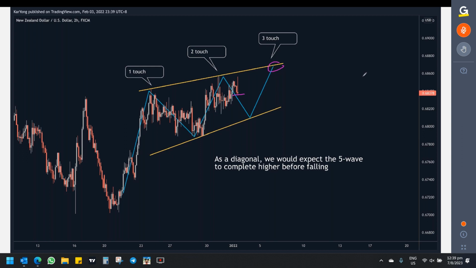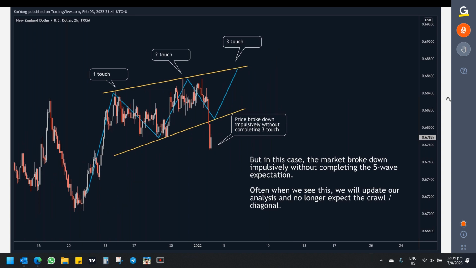Okay. Now, of course, as I mentioned, it's not always going to be perfect. It's not going to always be ideal. So what happens if the market doesn't give us our third touch, the market doesn't give us a 5 wave, and the market basically just does this? Great. You basically just need to update analysis. Did the direction change? No.